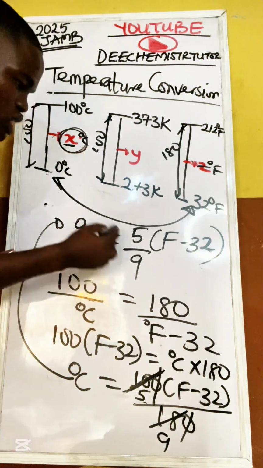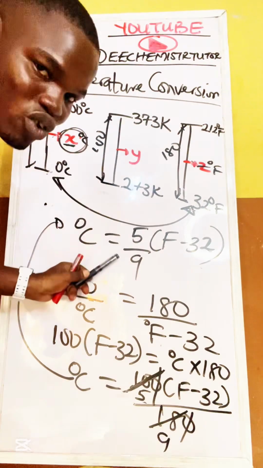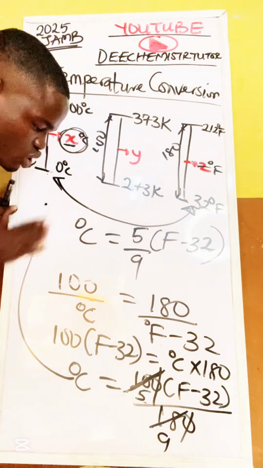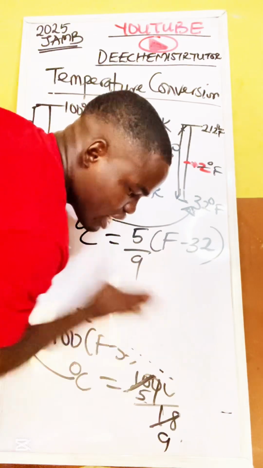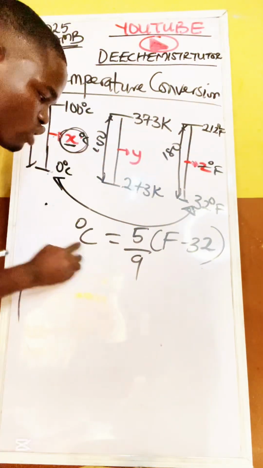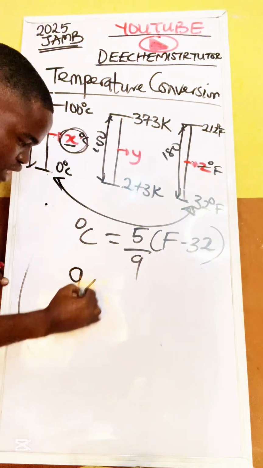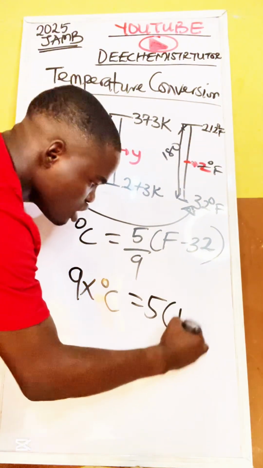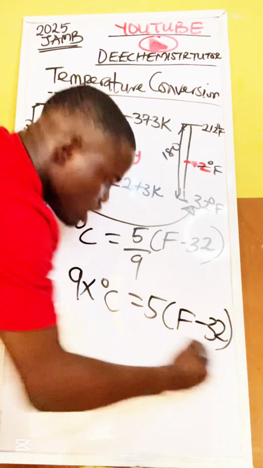That means I can always manipulate this guy. This is where we are still going. I can always manipulate this guy. Now, let's say I want to find the relationship of this guy and I want to make Fahrenheit the subject of the formula. Look at what I will do. I can cross multiply. It will be 9 times degrees Celsius equals to 5 into what? F minus 32. Abi now?